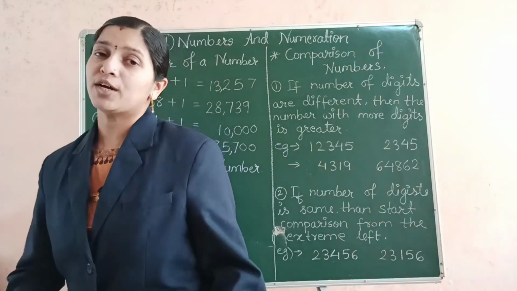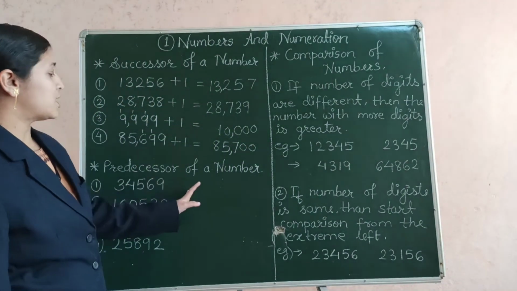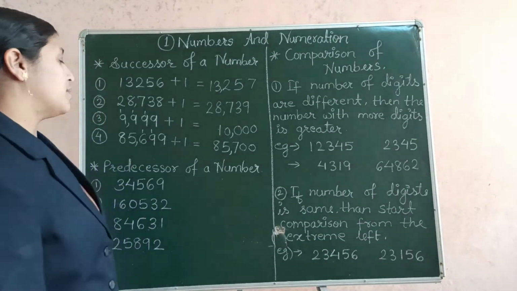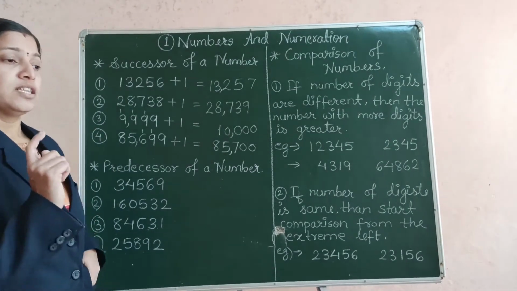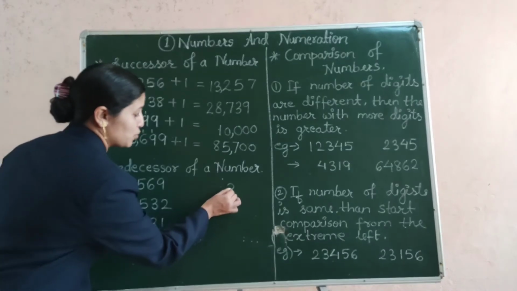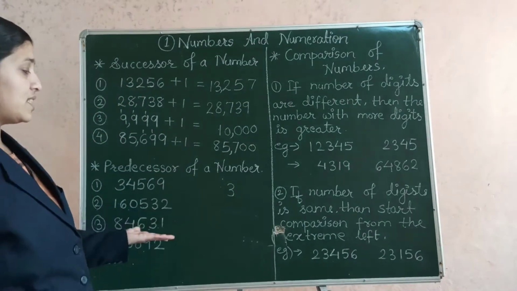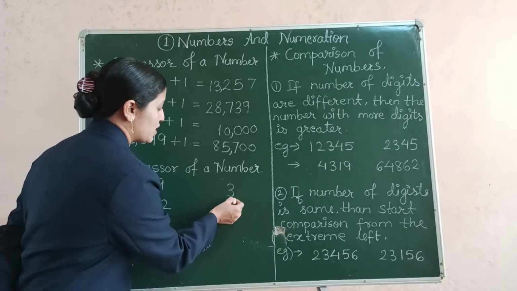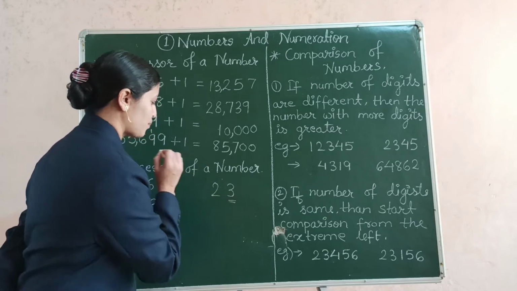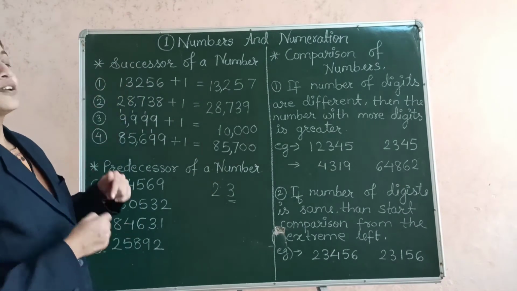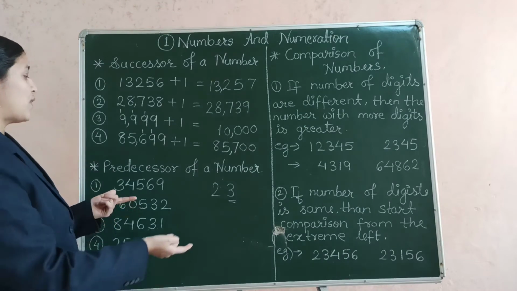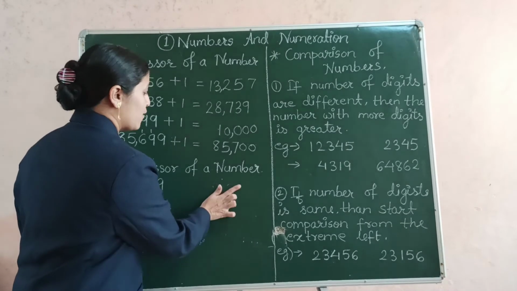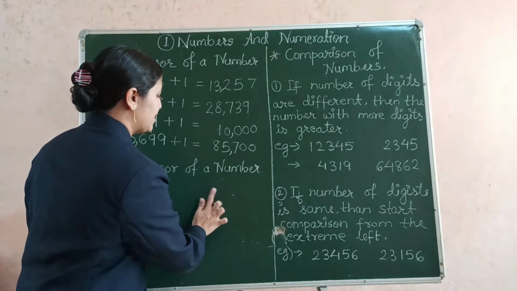The next point we are going to learn is the predecessor of a number. What is this predecessor? Predecessor means the number which is previous. If the number given to you is 3 and you are asked what is the predecessor, you have to find out the number which is before. So which comes before 3? It is 2. So in the successor we have to add 1, while to find out the predecessor we have to subtract 1. We have to minus 1 from the given number.